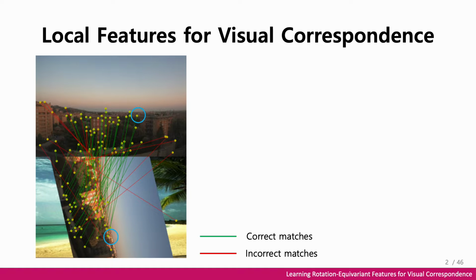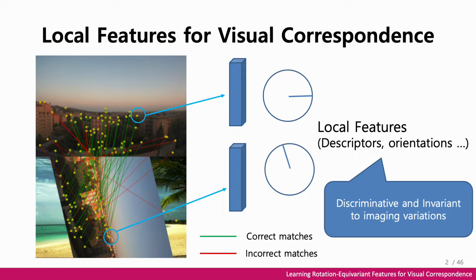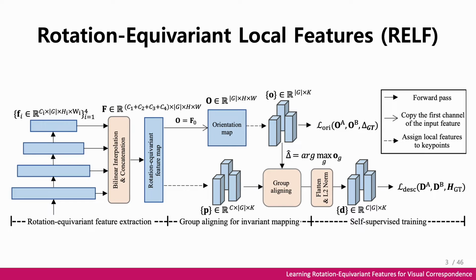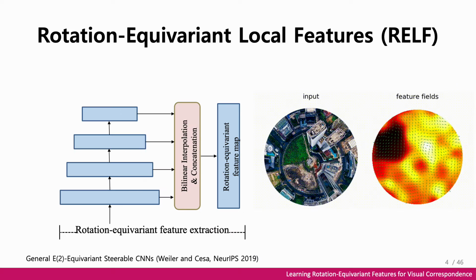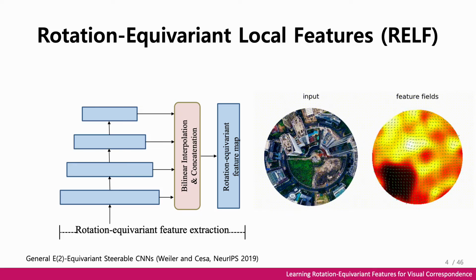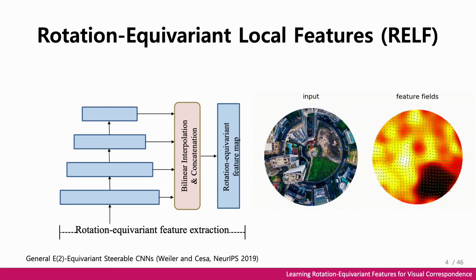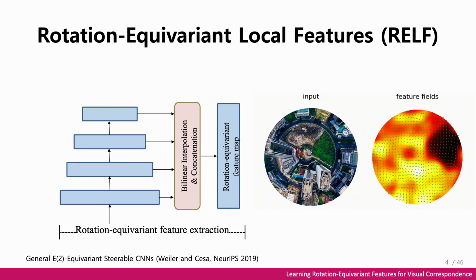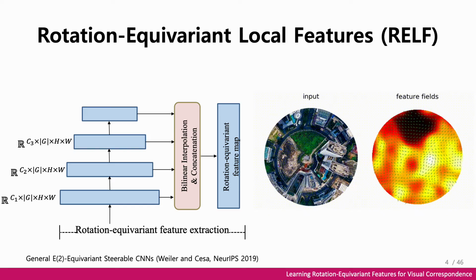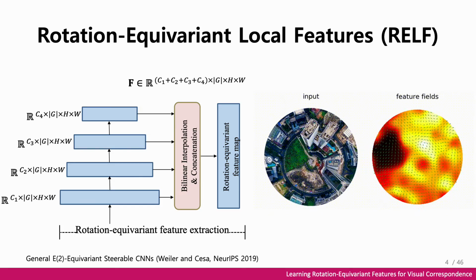Hi, this paper addresses a visual correspondence problem by extracting discriminative local features that are invariant to imaging variations. We introduce a self-supervised learning framework, RELF, which utilizes group equivariant CNNs to extract rotation-invariant descriptors. Instead of relying on complex data augmentations, we employ an E2CNN framework to effectively learn rotation-invariant descriptors and their orientations.